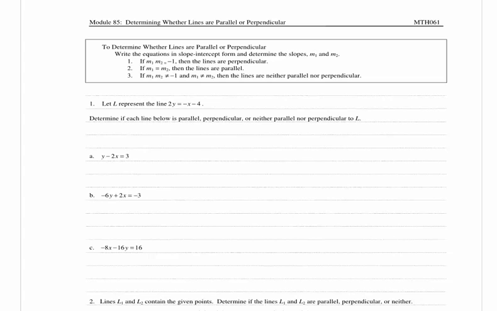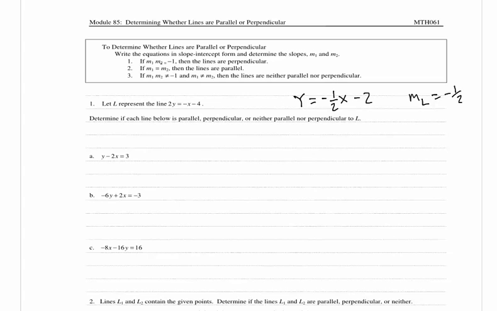In 1, it says, let L represent the line 2y is equal to -x minus 4. And then we're going to determine if each line below is parallel, perpendicular, or neither parallel nor perpendicular to L. So the first thing I'm going to do is write line L in slope-intercept form. So I'm going to divide both sides of the equation by 2, and I get y is equal to -1/2 x minus 2. So our slope of line L is equal to -1/2.